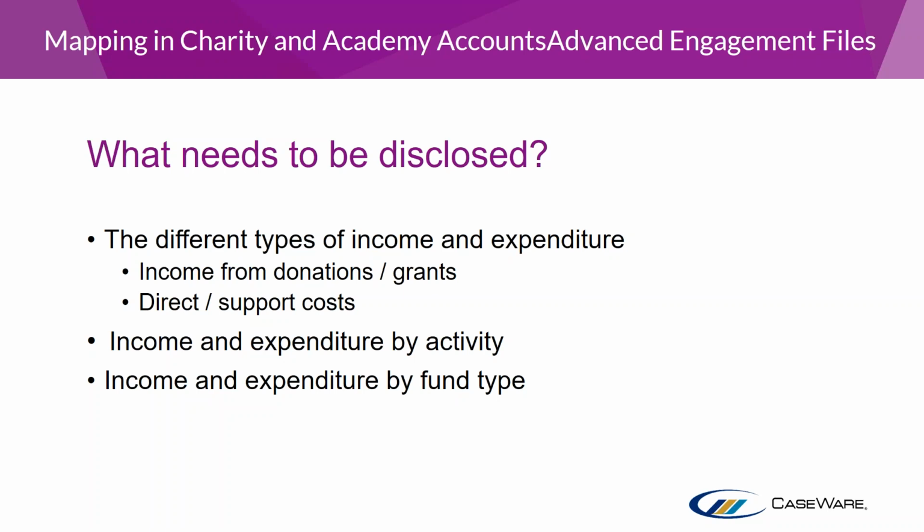So we need to describe income and expenditure, perhaps by type. So we might have, for example, income from donations and grants, and similarly, expenditure might be of a specific type. It might be things like rent and rates and stationery and so on. You might also need to provide analysis by, say, direct and support costs. There's quite a lot of disclosures there.